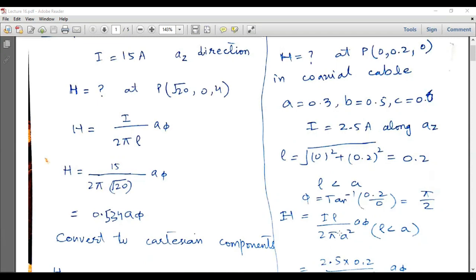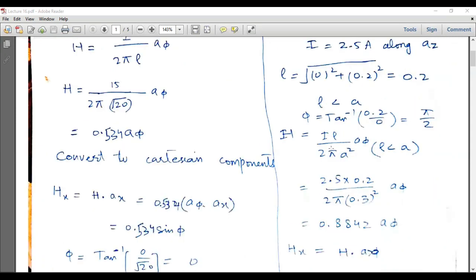So we know rho, we know all other quantities, and phi is equal to tangent inverse y over x, and it will be equal to tangent inverse infinity, and it will be equal to pi by 2 or 90 degrees. So that is equal to 0.8842 a phi. So this is H.